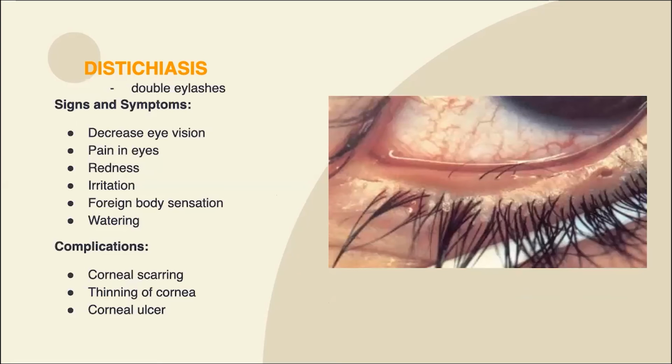Second would be distichiasis. Distichiasis means double eyelashes, as seen in the picture on the right side of the screen. Its signs would include decreased vision, pain in the eyes, redness, irritation, foreign body sensation, and watering. Complications would be corneal scarring, thinning of the cornea, and corneal ulcer.